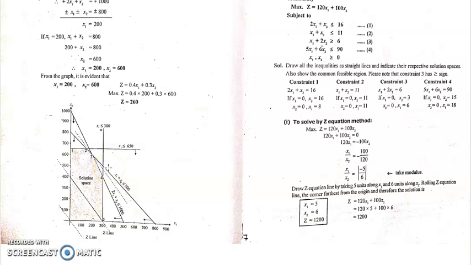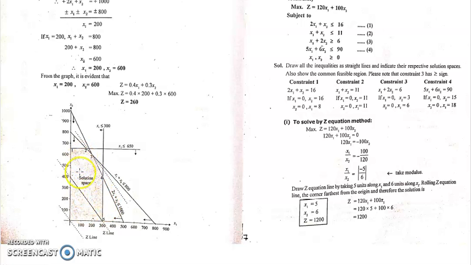See, whenever the inequality has less than or equal to, what you need to do is take the solution space near to the origin. If it is greater than or equal to, it is away from the origin. See, this is near to the origin, less than or equal to. Greater than or equal to, if you get, this is away from the origin, like this. So this is the way you need to solve. Now all the constraints are less than or equal to only. That is why this is the solution space.